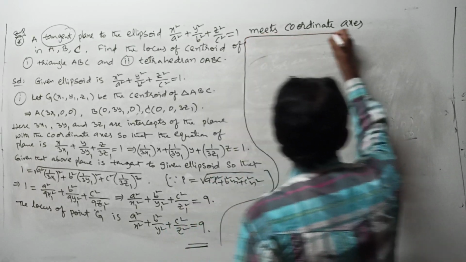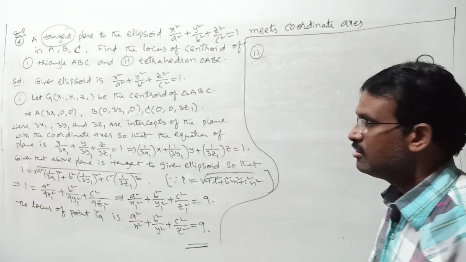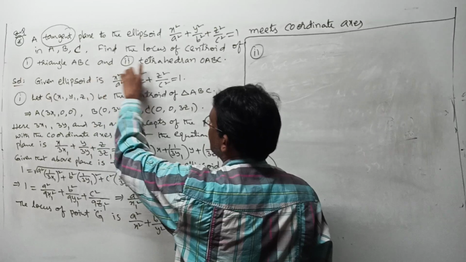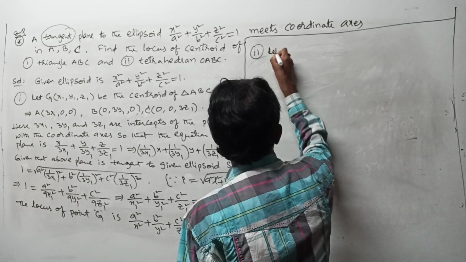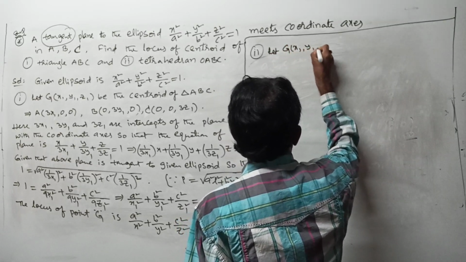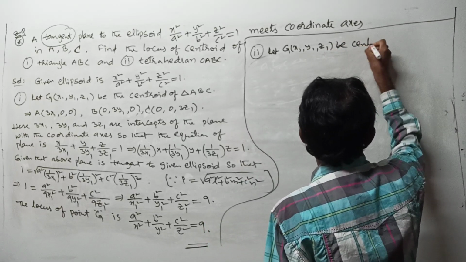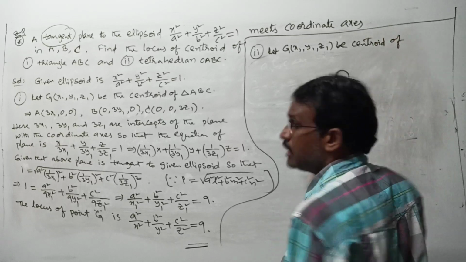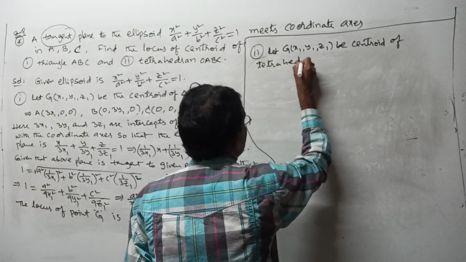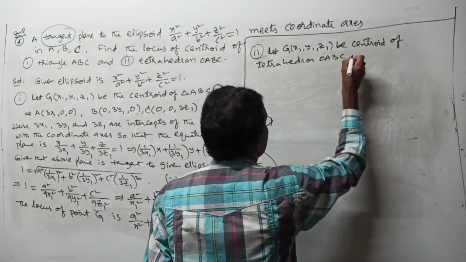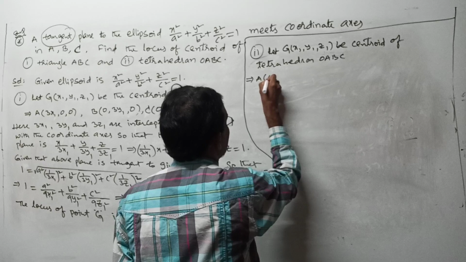Basically, a separate explanation is not required for the second bit. I am doing the work directly using these steps. Let G (x1, y1, z1) be the centroid of tetrahedron OABC.